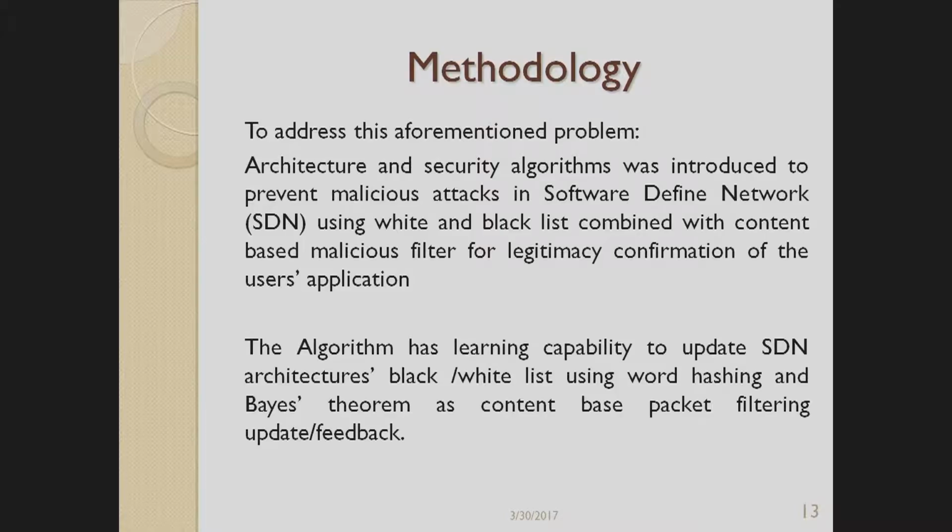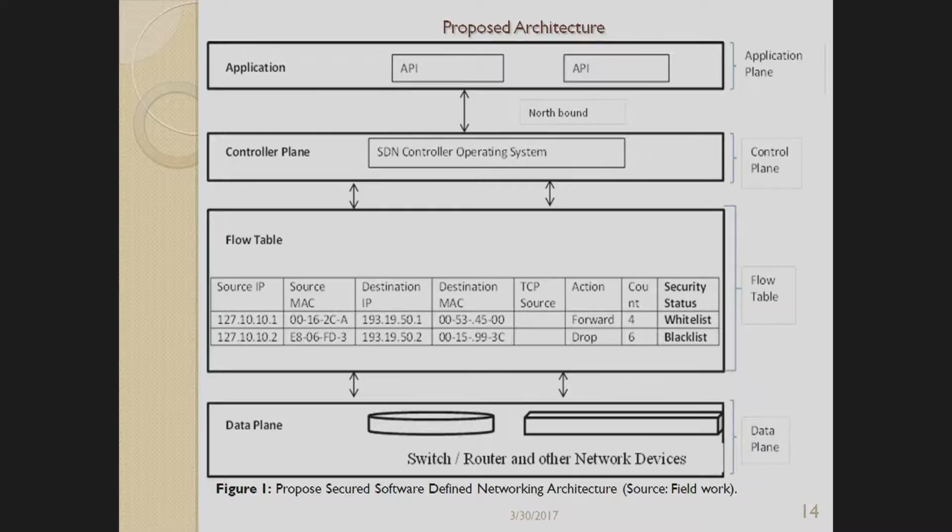So we used a combination of white and black lists along with content-based filtering. For the content-based filtering, we used Bayes' theorem and word hashing. So what we're able to do between the data plane and the control plane is, within the flow table, introduce the security status, where you either whitelist a source IP or you blacklist it based on your content analysis and the source blacklist database.